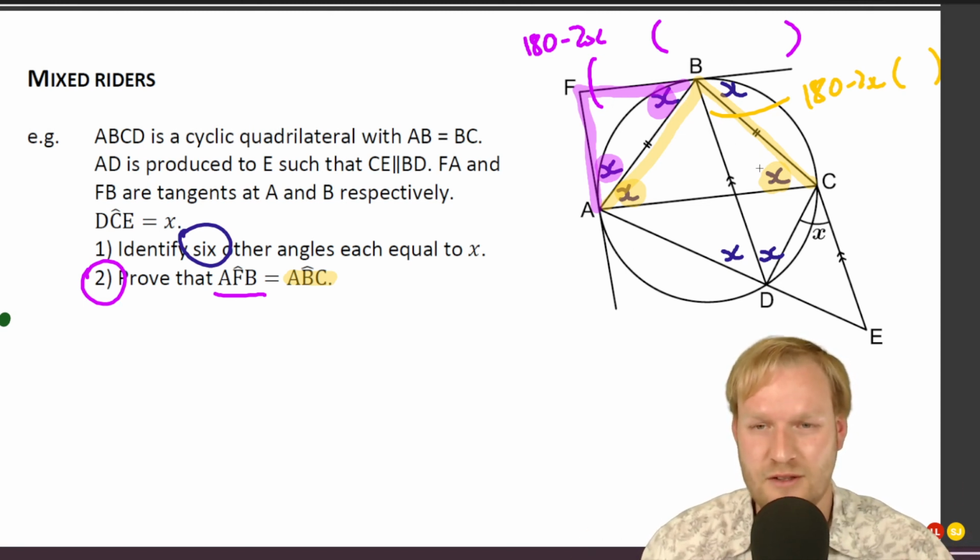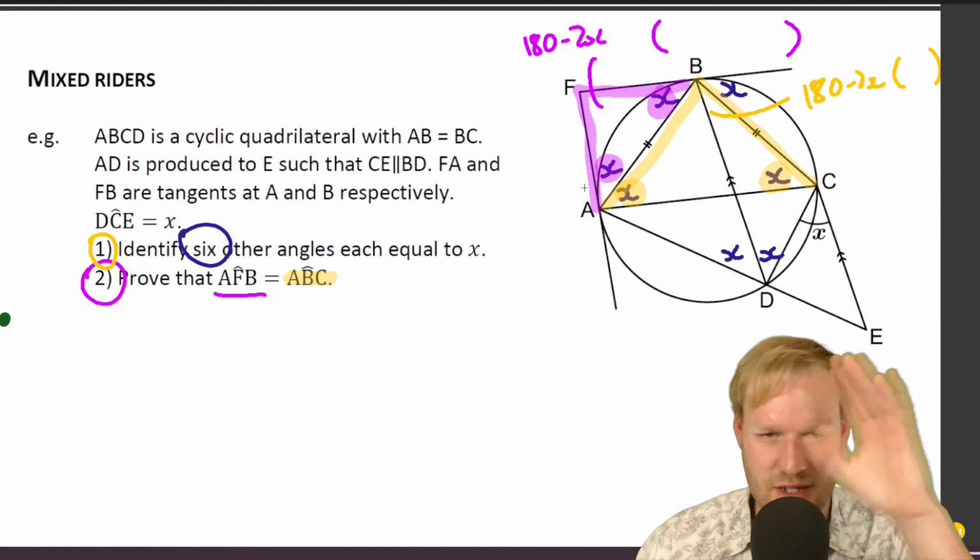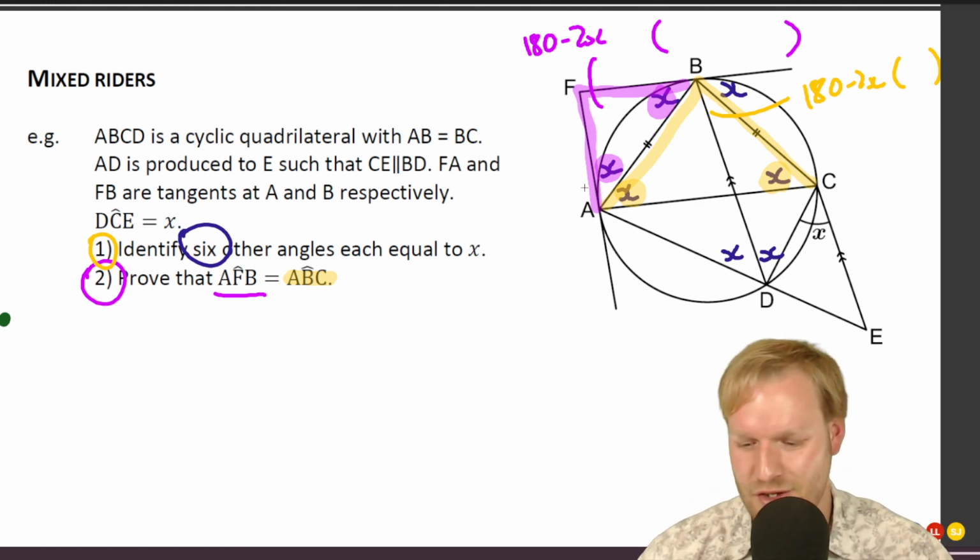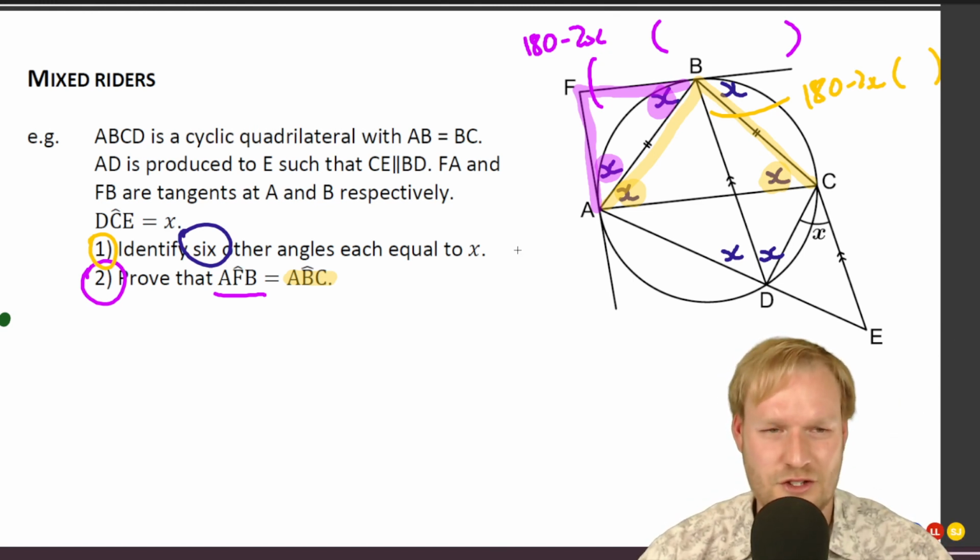AFB equals ABC. Now, I don't know if the assumption here was that we didn't have one of these x's yet, but we already found one of them. So as long as you got all your statements and reasons going together, then you've got it all. Okay, so that's the first mixed rider.